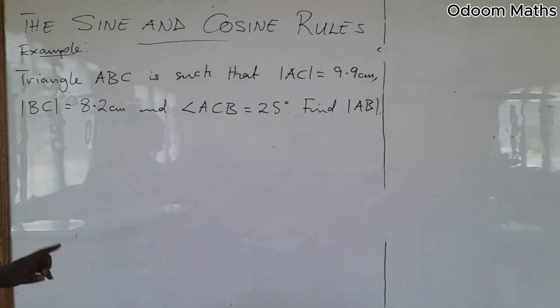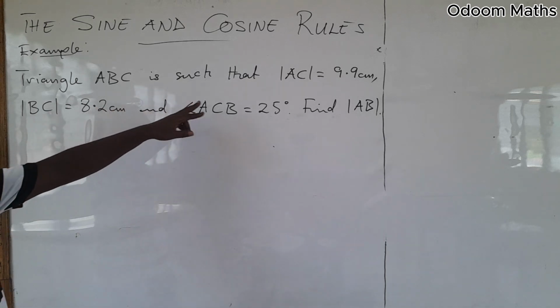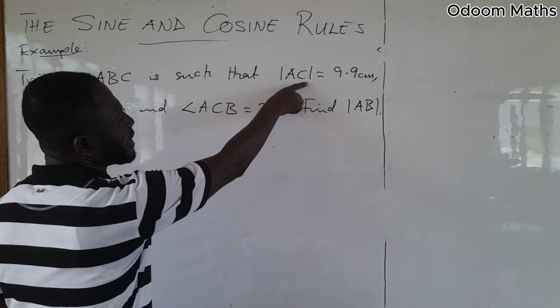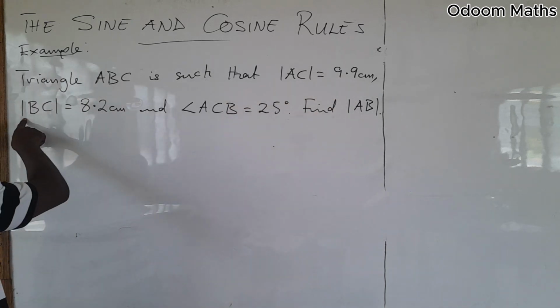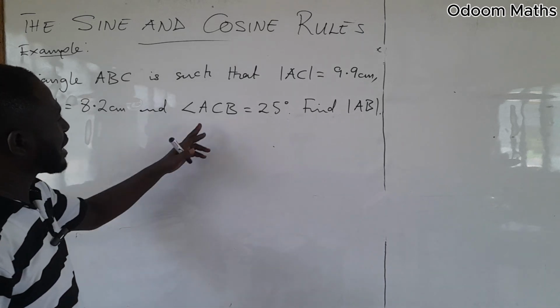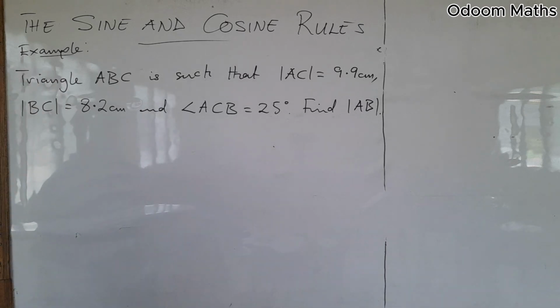Okay. Now let's look at one more example. That is, triangle ABC is such that side AC or line AC is equal to 9.9 centimeters. And then side BC or line BC is equal to 8.2, and angle ACB is equal to 25 degrees. So find the side AB.